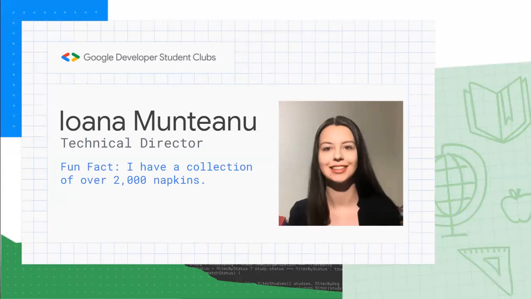Hello, everyone. My name is Ioana. It's pronounced like iguana without a G. This is the easiest way to remember my name. I'm one of the 2 technical directors for web development and app development. One fun fact about me is that I have a collection of over 2,000 napkins. I love napkins. I'm so glad you guys joined here, and you're probably going to see me in the next web development and app development events.